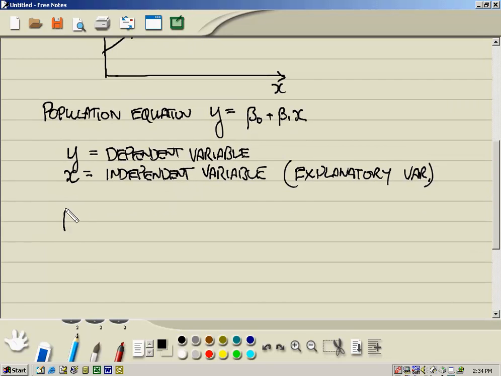Alright, and then we have the betas. Beta 0 is the intercept, or the y-intercept. It's where the straight line cuts the y-axis, and beta 1 is the slope of the equation. And since it's a straight line, the slope is the same everywhere.